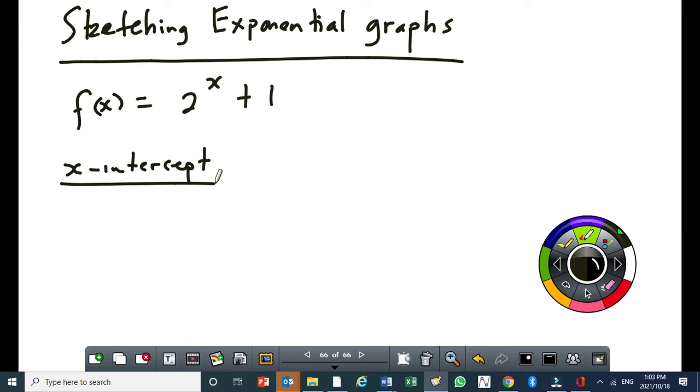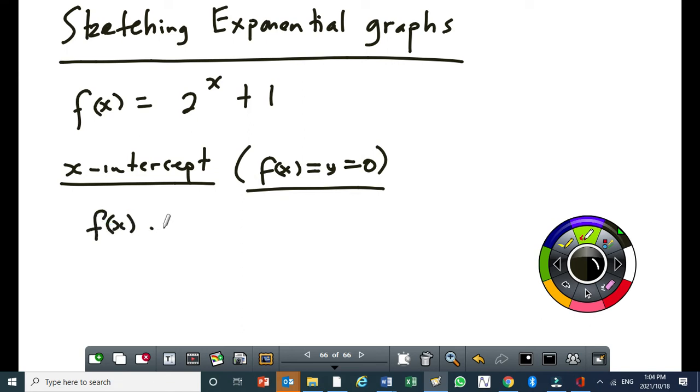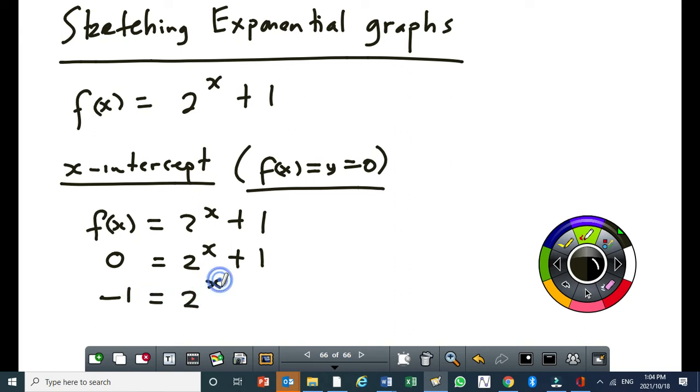So let's find the x-intercept. You get this when f of x, or y, is 0. So f of x is equal to 2 to the power of x plus 1. Where f of x is 0, we have 0 equals 2 to the power of x plus 1. Then you take the positive 1 to the left, and you get negative 1 equals 2 to the power of x. Is it possible to convert minus 1 to a base of 2? No. What this means is x is undefined. There is no x-intercept. This is a sign that there is no x-intercept.